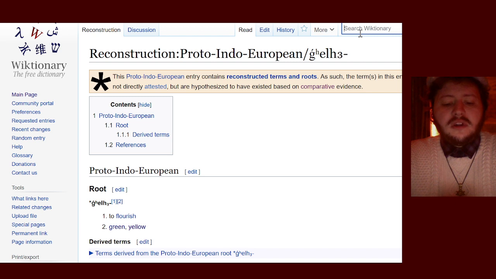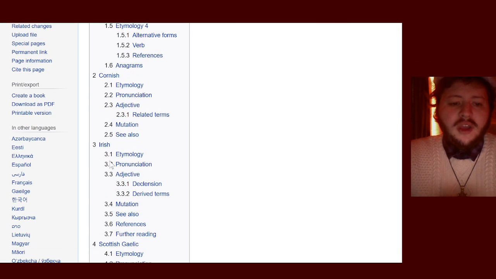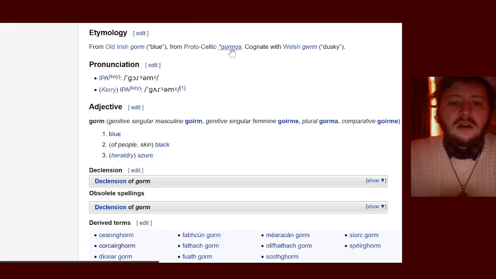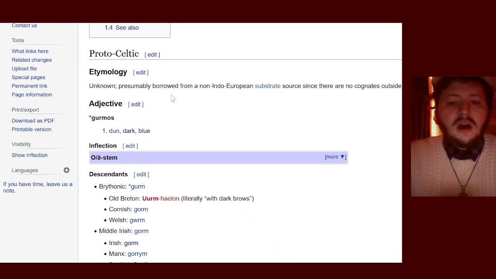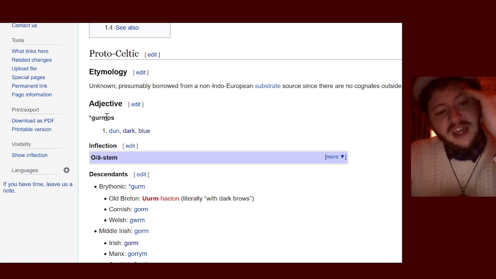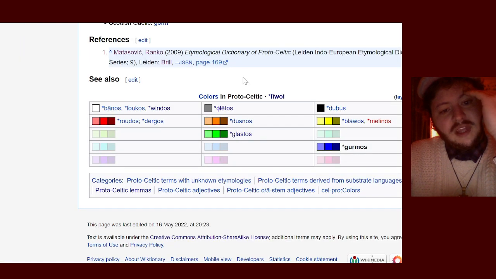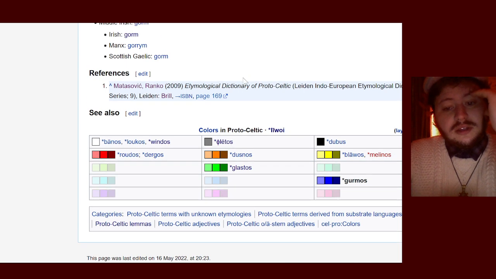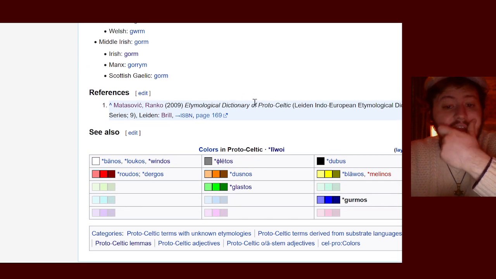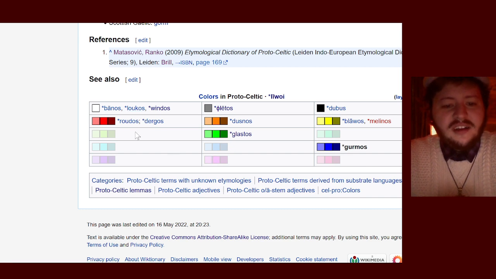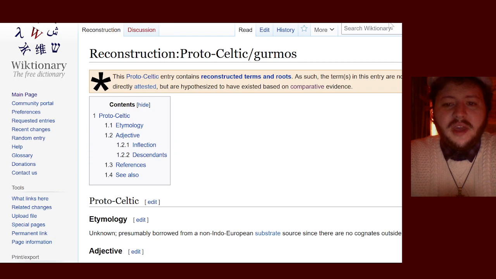Where does gurma come from? I forget where the Proto-Celtic root of this word comes from, and I hope Wiktionary can tell me. Yeah, it's gurmos. I thought it was feminine for some reason. Gurma. But it's gurmos. It's an adjective. Unknown. I'm like, what's the PIE root of gurmos? There isn't a known one. Presumably borrowed from a non-Indo-European substrate source since there are no cognates outside Celtic. Yeah, that is what it says. Sad. You can see the sad situation of Proto-Celtic color terms. We only know these ones. Okay.